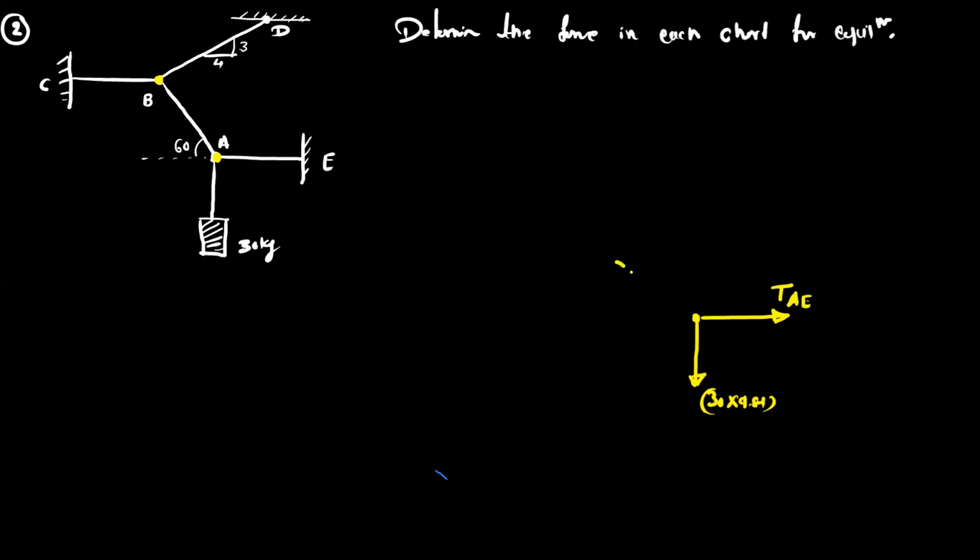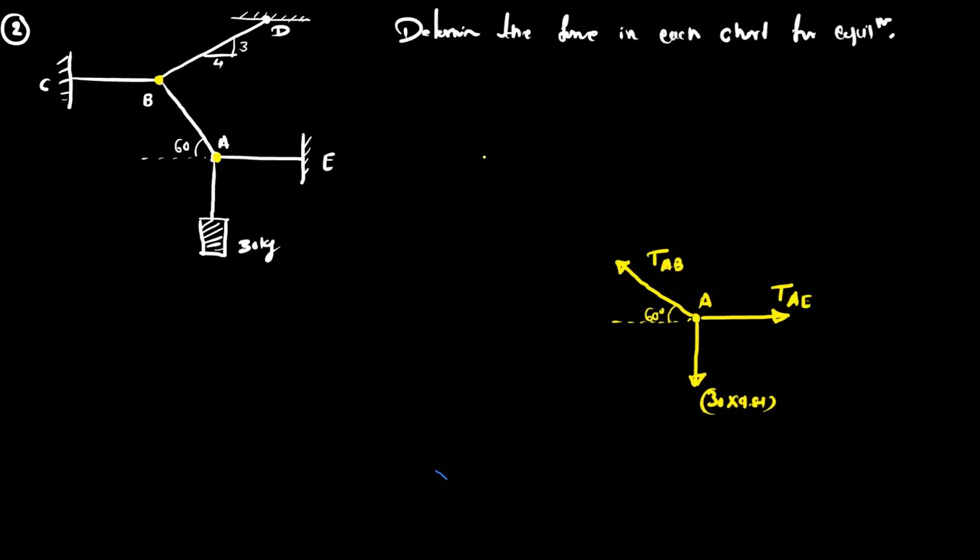And this is the common segment, which is AB. So this is tension AB. Okay. And for this tension, its angle is given, which is 60 degrees. So this is the free body diagram for the point A.